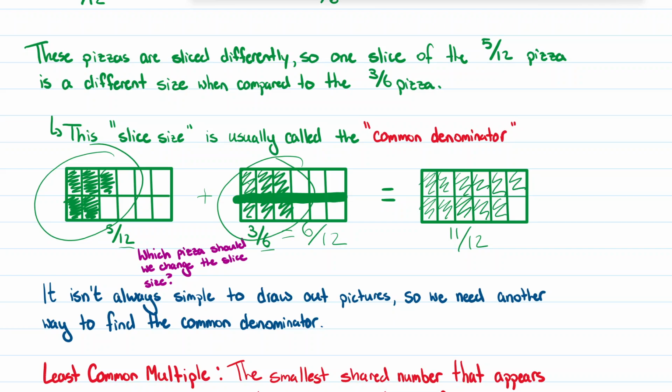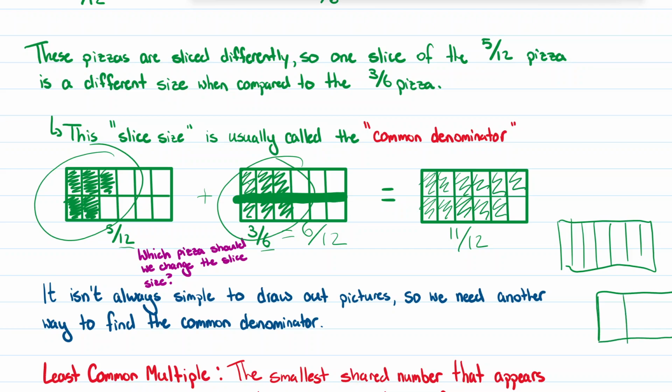Okay, so what we're going to do is find another way where we don't have to draw these pictures, because it could get really convoluted if you all of a sudden need to draw a pizza that has, let's say, 1, 2, 3, 4, 5, 6, 7 different slices, and then you also have a pizza that's only got 3 different slices. Well, how are we going to figure out how to get the same slice? It's not always that simple.